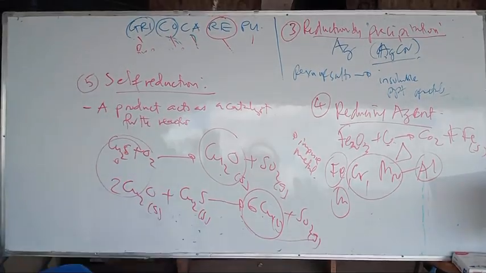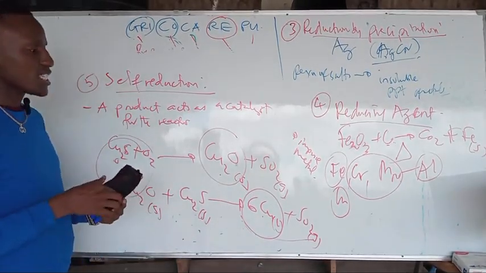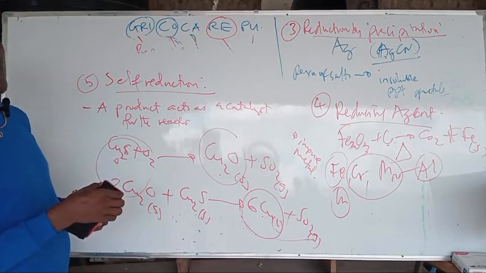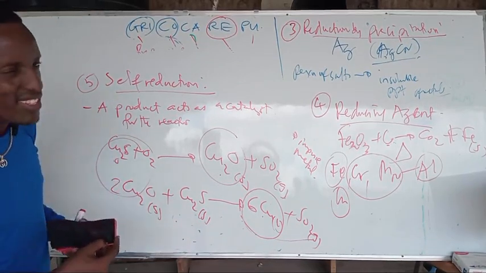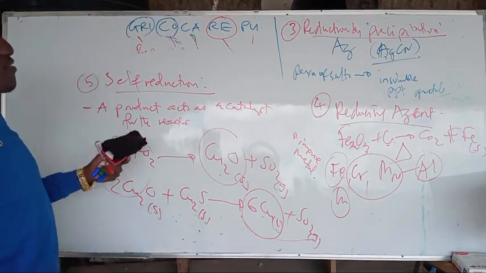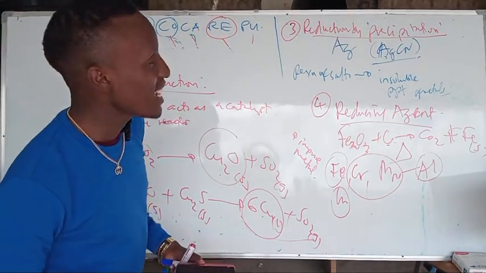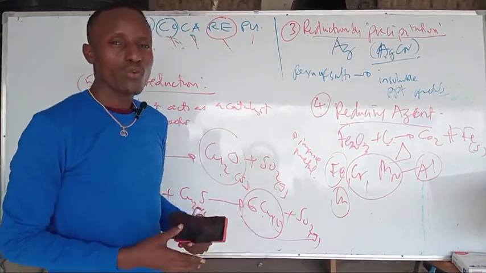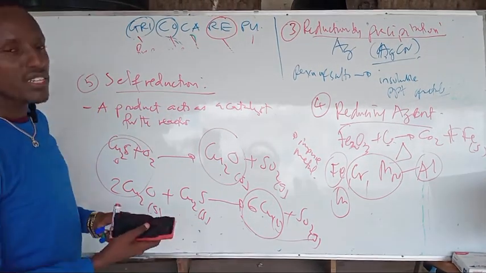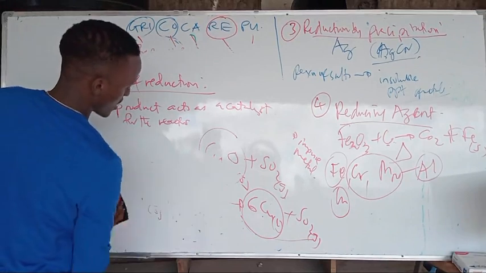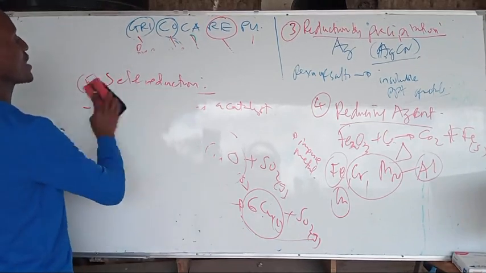By summarizing what I've just said, the reduction process has 5 methods. The first one, self-reduction. We spoke about the reducing agent, the precipitation method, and the thermal reduction. So those are the methods of reduction in the extraction of metals.